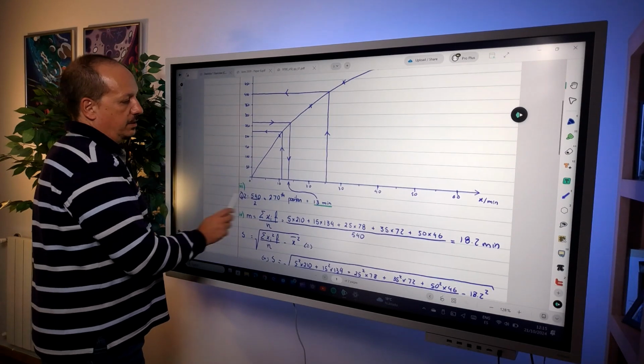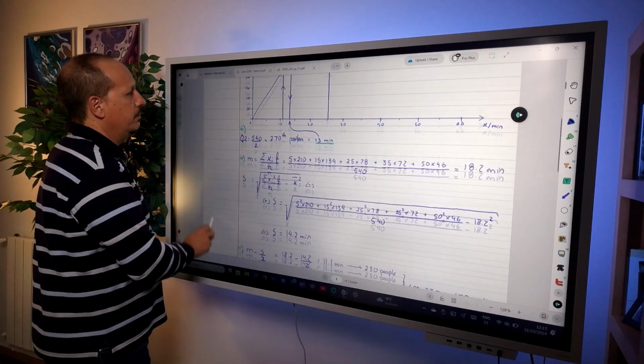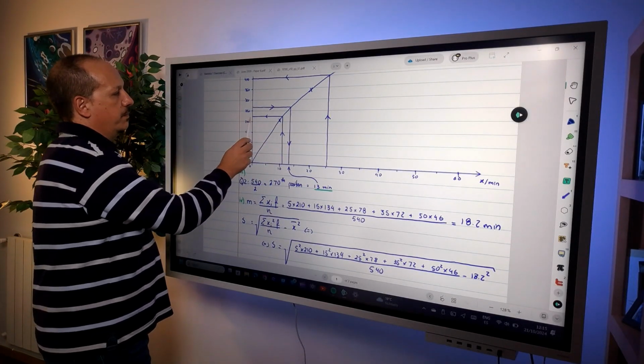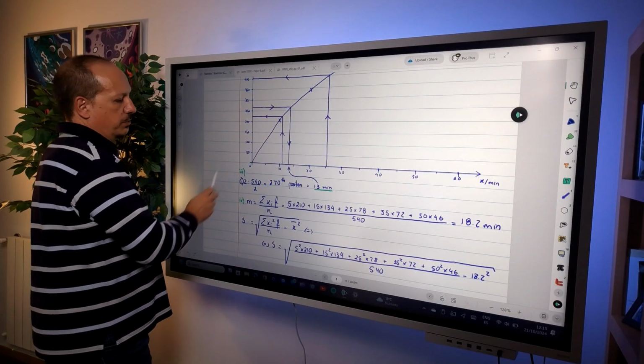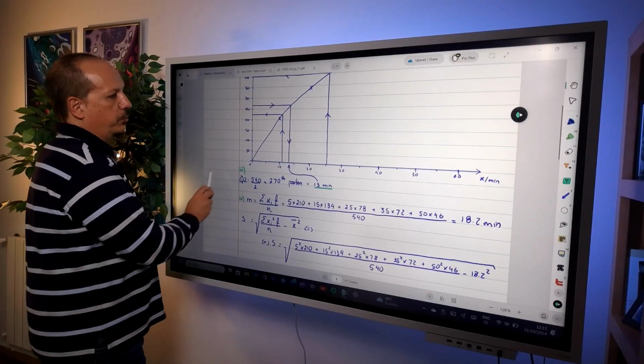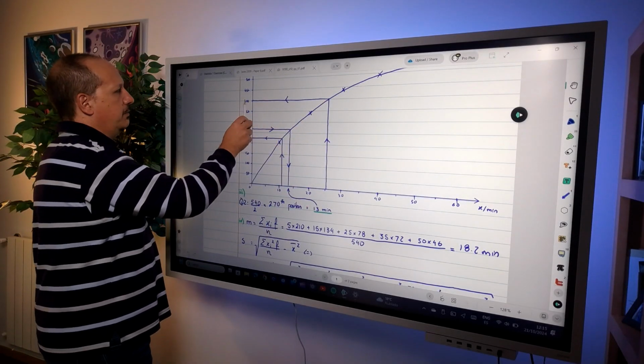And here you have the 11.1 minutes. Go up until you find the graph, then go left. And this is more or less 230. And then for the other one, 25.3, spot it over here, go up until you meet the graph, go left, and you get 400.